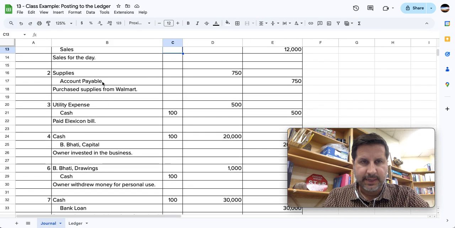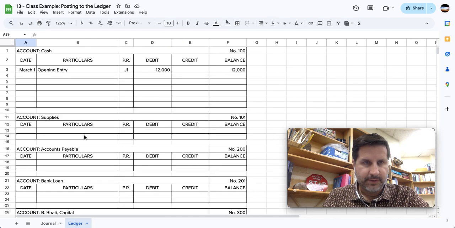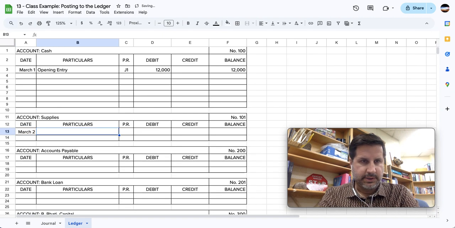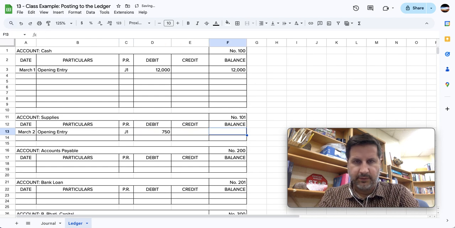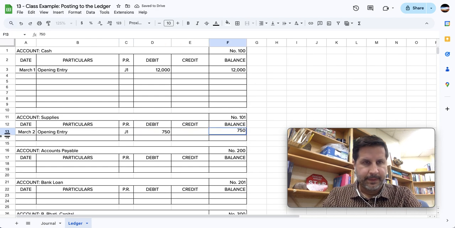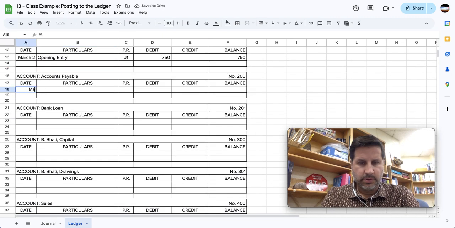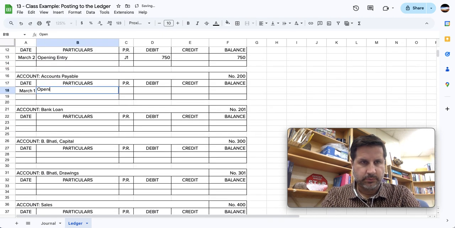So the second transaction, we had supplies that we bought on account for $750. So let's go here. I'm going to find my supplies account on March 2nd. I had an opening entry on journal page 1, $750. And then I bought it on account, so I'm going to go down to my accounts payable, March 1.